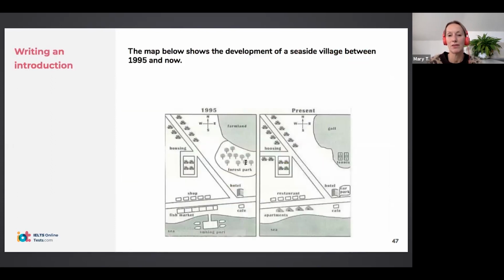Right, so just coming on to the introduction now. Okay, so the map below shows the development of a seaside village between 1995 and now. All right, so as we said, we need to paraphrase the question. So what do you do to paraphrase? What are the techniques you can use? Synonyms, that's right, word order. What else? Yeah, synonyms is the main one. Okay, so just put the ways of paraphrasing at the side. Changing sentence structure, that's right.